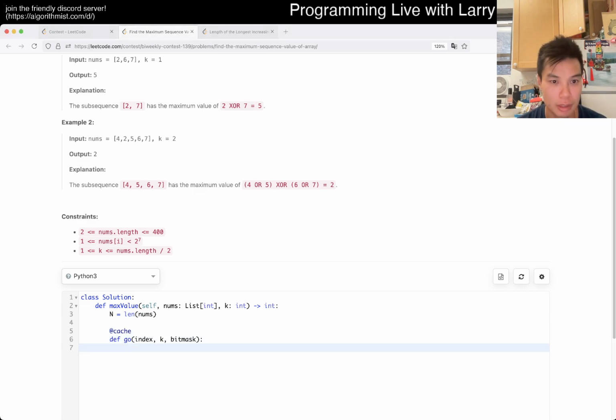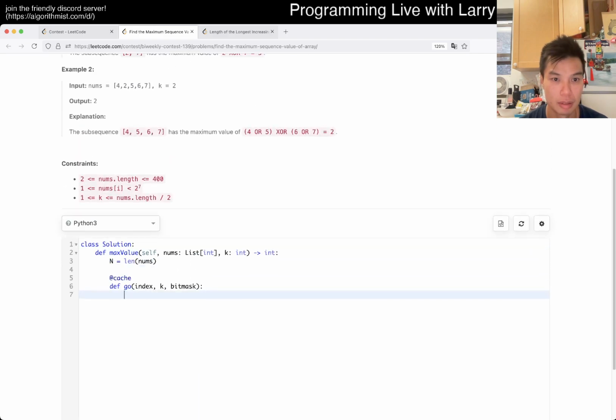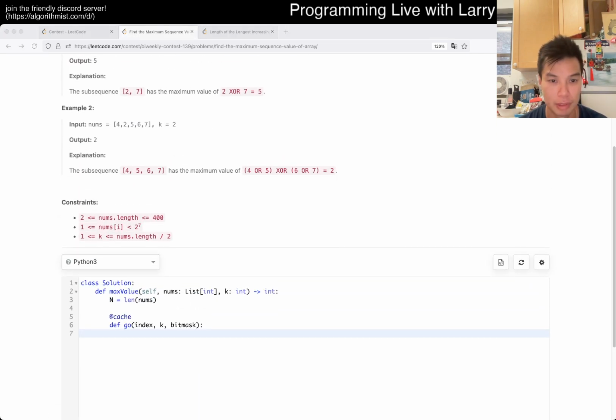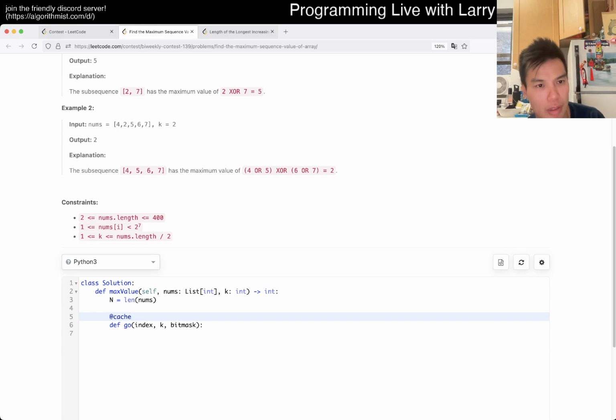What is that? Is 400 times 200 times 128, which is 10 million. Maybe I did the math wrong. This would never work. Oh, maybe it's too slow. It's a bit by bit strategy.